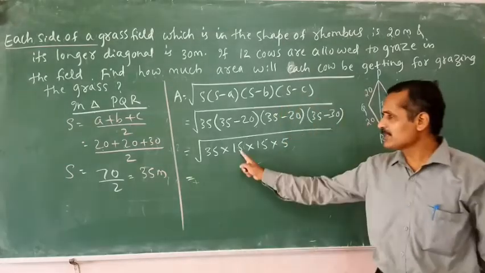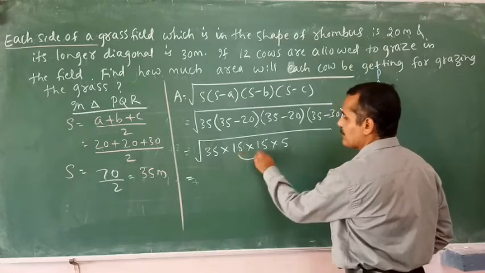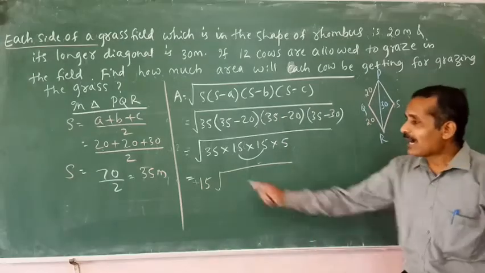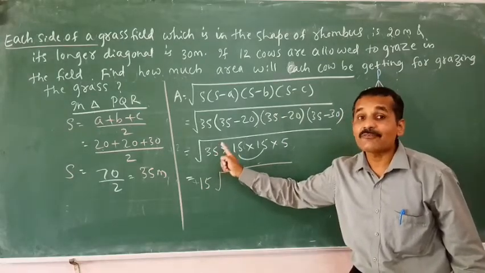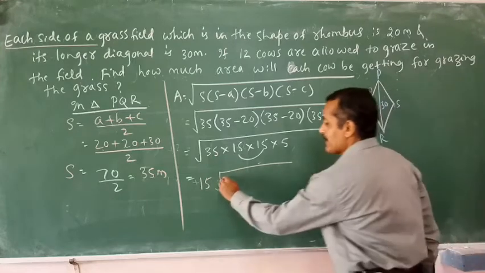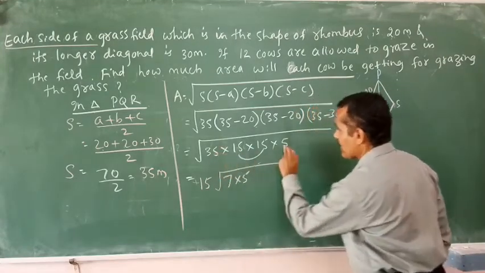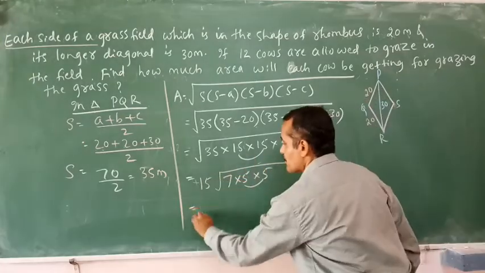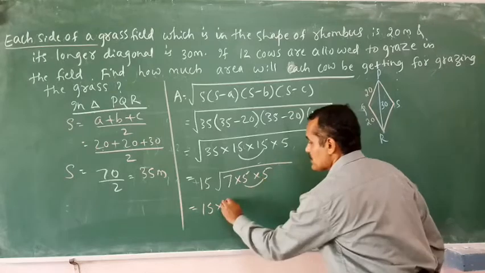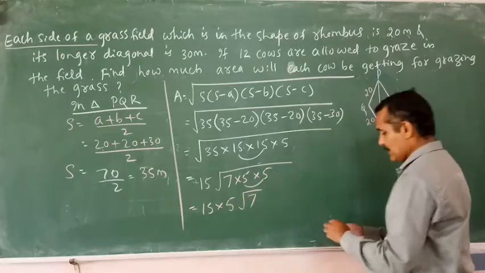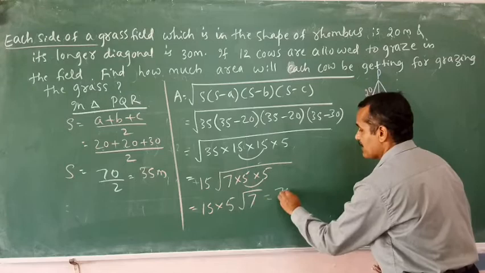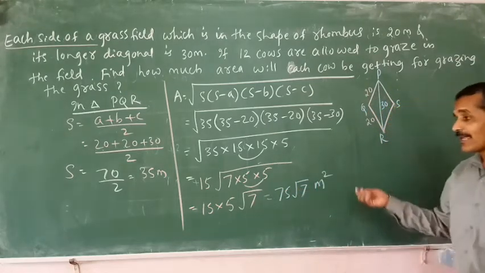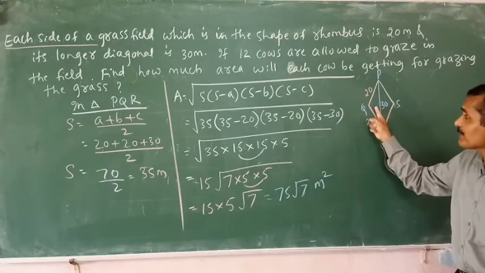I will not make any changes to this 15 and 15, because out of the two 15s, one 15 will come out of the root. I will write this 35 as 7 5s, because one more 5 is here. It is 7 5s are 35 into 5. Out of these two 5s, one 5 will come out. It is 15 into 5 root 7. The final answer is 75 root 7 meter square. That is the area of one part.